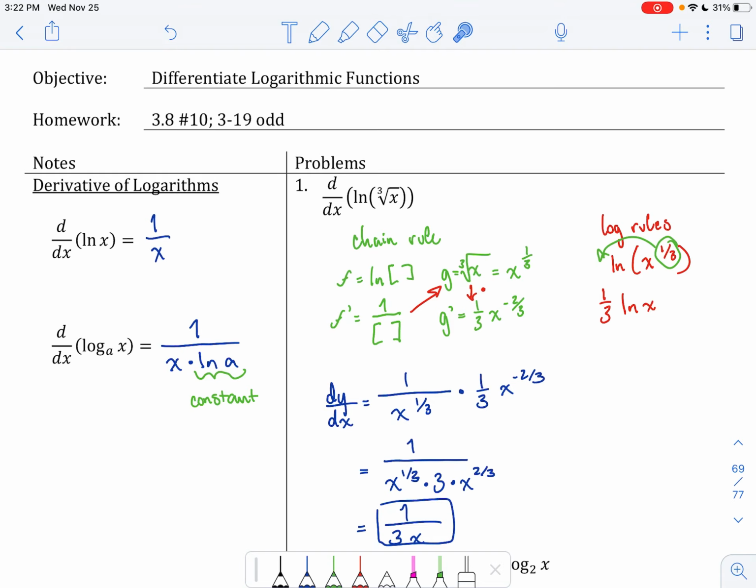Again, this is also what would happen here, since the derivative using this method would be 1/3 times the derivative of the natural log, 1 over x, which is 1 over 3x. You'll just notice it's a little bit easier if I remember my log rules.